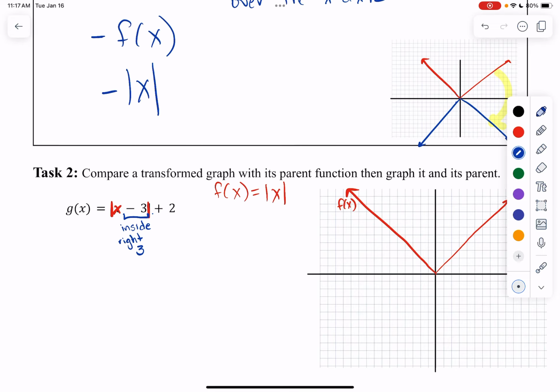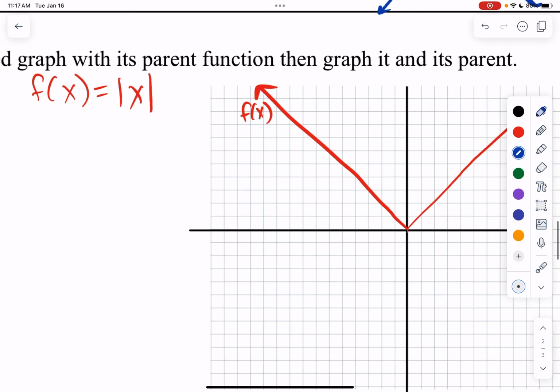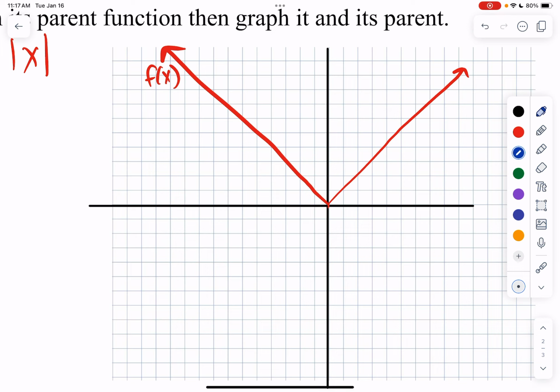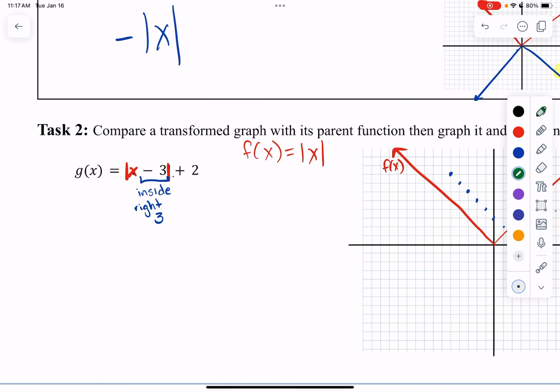So what I'm going to do is come in here in blue, and I'm just going to graph some points that would be on this. I'm not going to sketch the whole thing. Basically, I'm taking this red function, moving it to the right 3. 1, 2, 3. So then basically my graph is going to look kind of like this. There, we moved it to the right 3. Okay, so there's my right 3 there in blue. So we did the subtract 3.